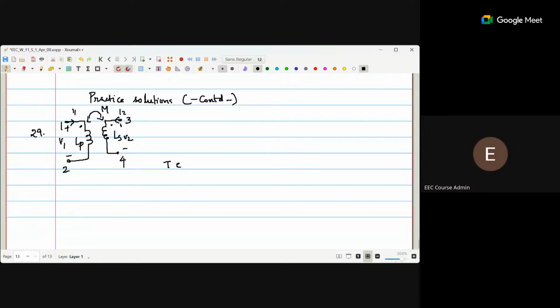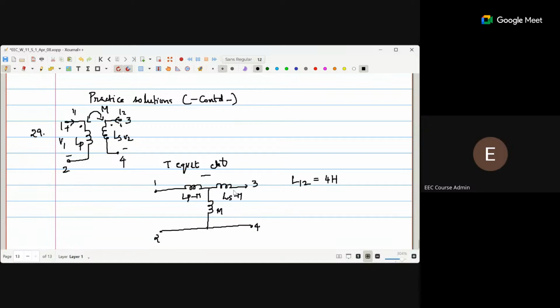So the T equivalent circuit will be this is LP minus M, this is LS minus M, and this is M. So the equivalent inductance between terminals 1 and 2 is 4 Henry with 3 and 4 open circuited. So that means L12 is 4 Henry.